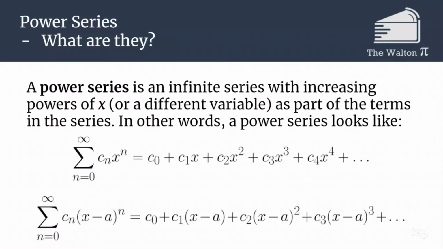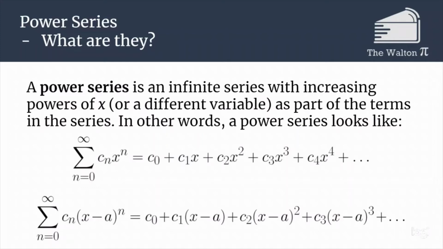So in other words, a power series looks like the sum from n equals 0 to infinity of some constant, c sub n, times x to the n. So it might be like a constant plus a different constant times x, plus a different constant times x squared, plus a different constant times x cubed, and so on. And it would do that all the way through infinity.